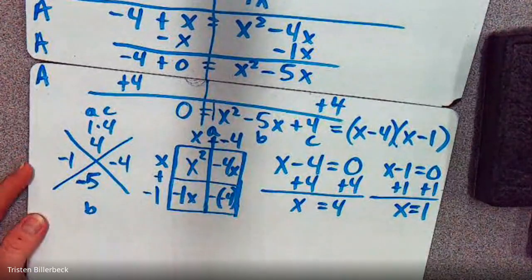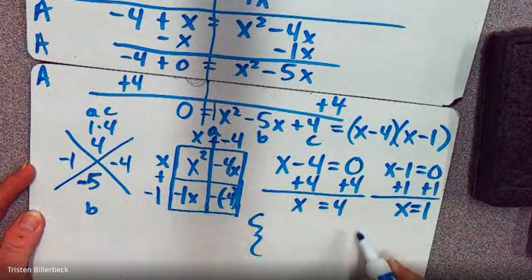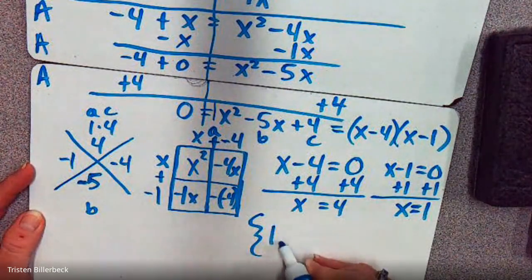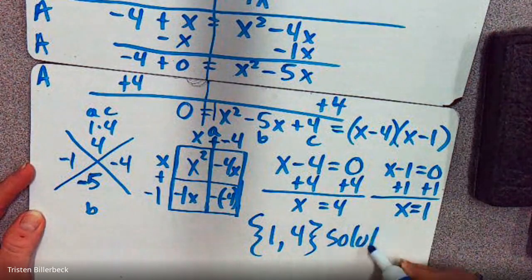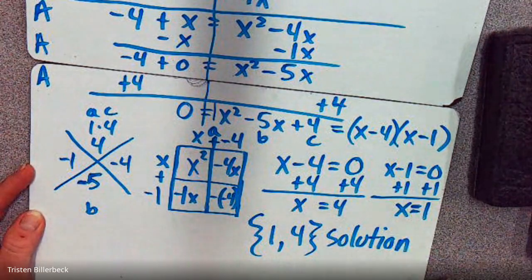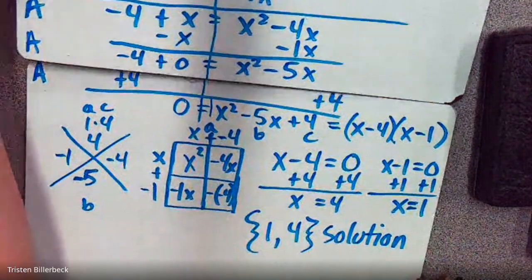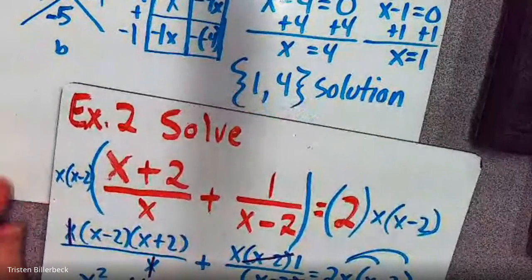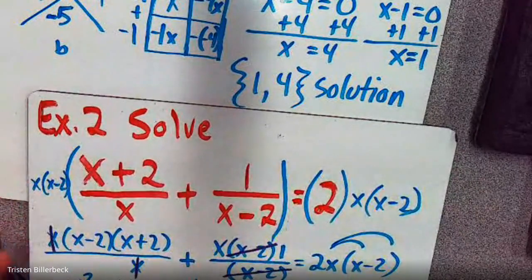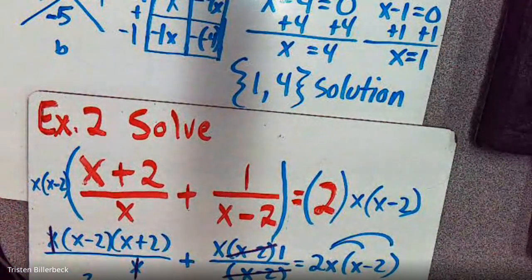Okay, so we have just found the solution. So the solution is 1 and 4. Okay, so that means 1 and 4 are the solution to this problem. Believe it or not, they both make this problem work.